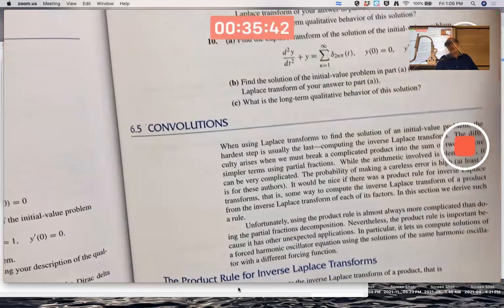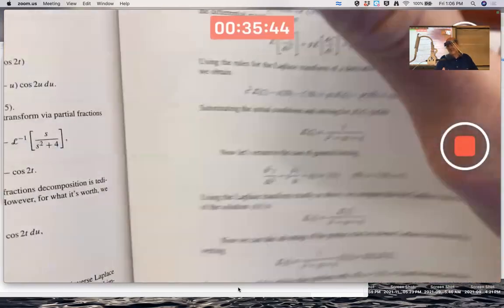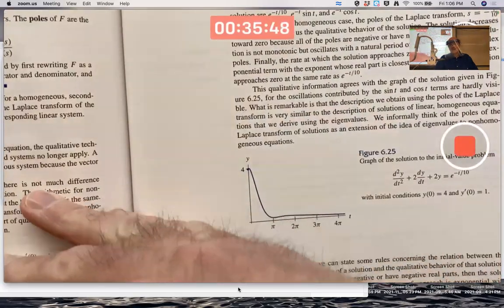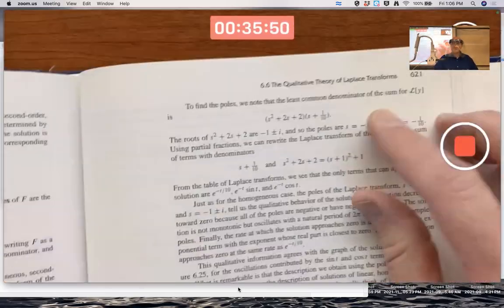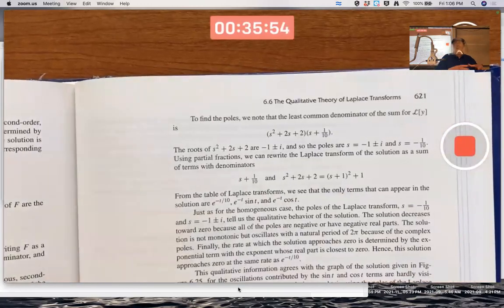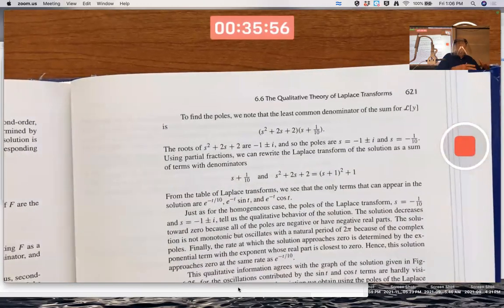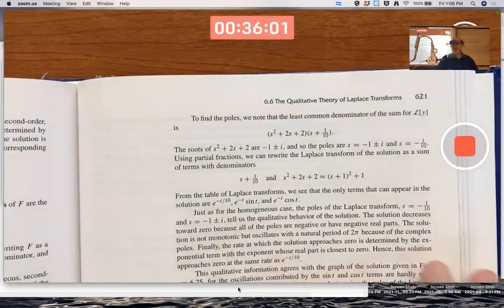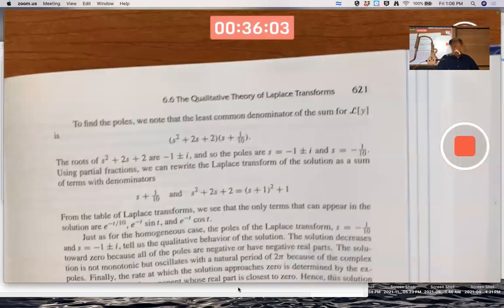Convolutions, which is a hard topic in itself, and qualitative theory of Laplace transform in the last section. Those I know, even though I'm not an engineer, I know from reading other engineers talking about it, that that's the most important stuff for electrical engineering.